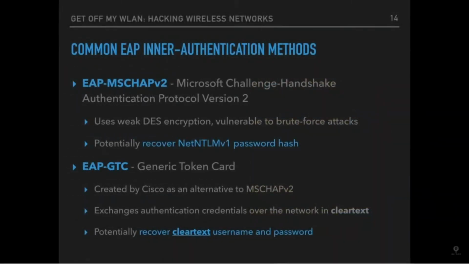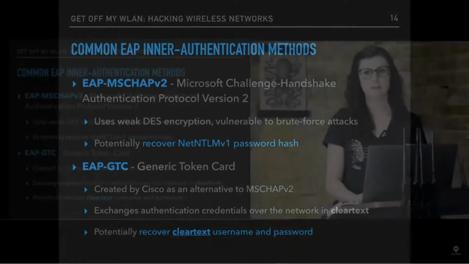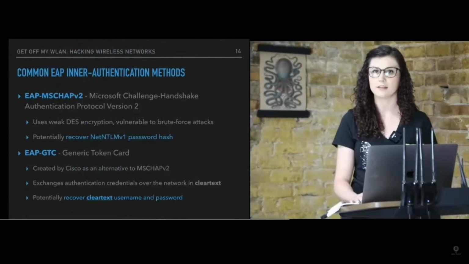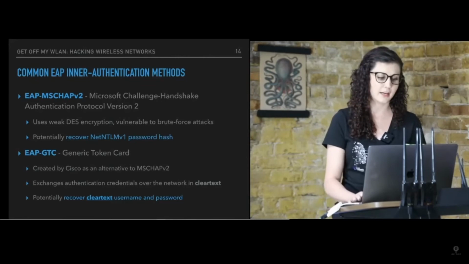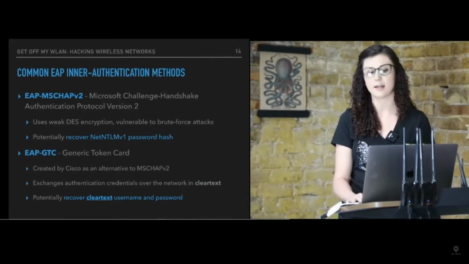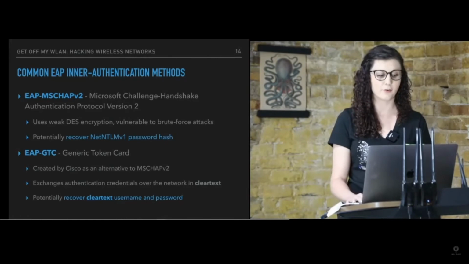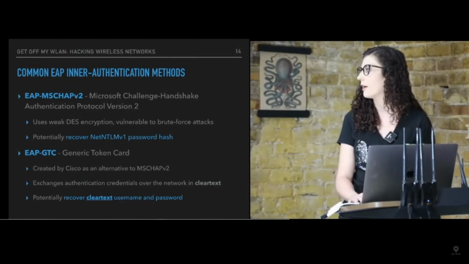EAP GTC, or Generic Token Card, was an alternative to MS-CHAPv2 created by Cisco. And this actually exchanges authentication credentials over the network in clear text. So if we're able to man in the middle this, we can potentially recover clear text usernames and passwords. The generic token card method is mainly used for smart devices like your iPad, phone, stuff like that. These devices don't support the more advanced challenge handshake type protocols, so most of them fall back to this generic token card method.